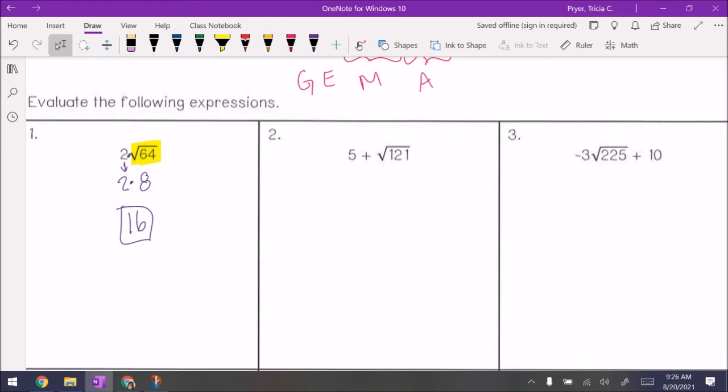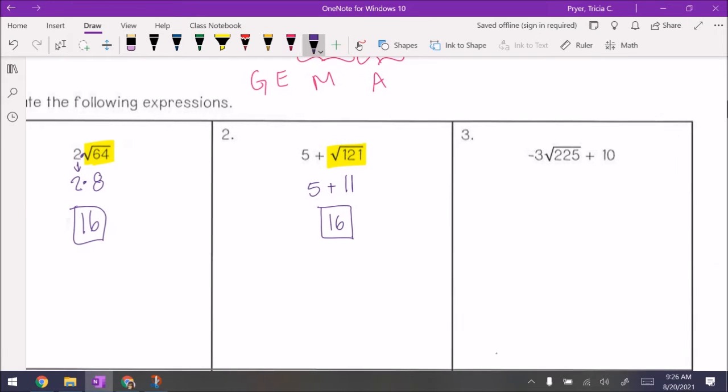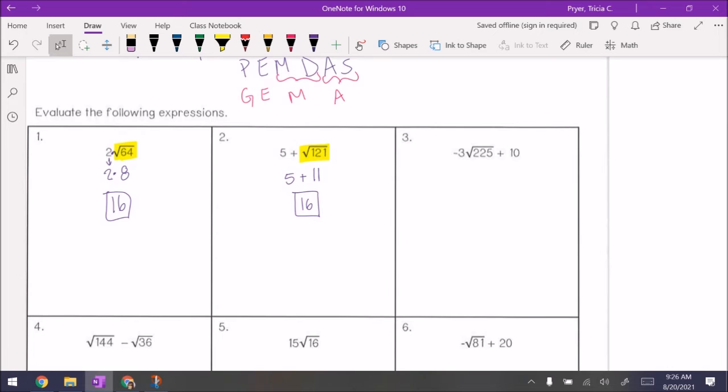Okay, how about the next one? What's the first thing you do? Find the square root of 121. Does anyone already know that? 11. 11 is the square root of 121. Okay, what do we do next? Add 5. 5 plus 11 is? 16. But that's what we got for number 1. Probably not 16, actually.